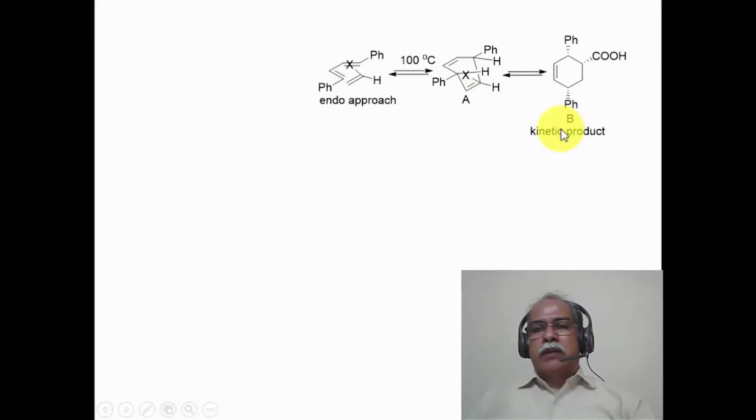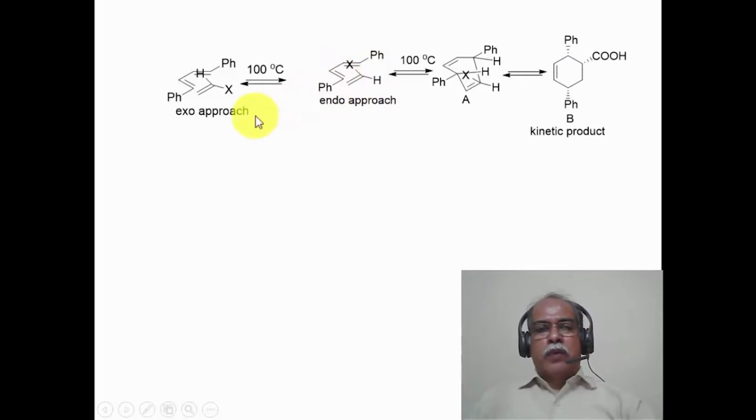This is a kinetic product. Sorry, there is a mistake here. This should be the kinetic product that is formed in this reaction. However, this reaction is a reversible reaction. At 100 degrees, of course, the initially formed adduct can undergo retro-Diels-Alder process to give the starting material.